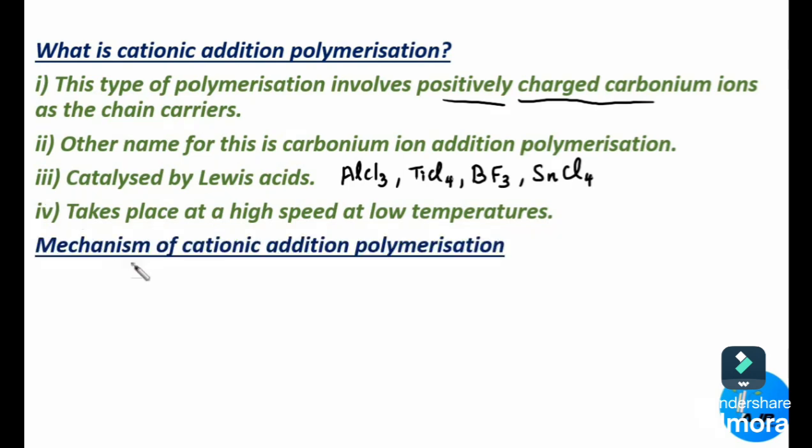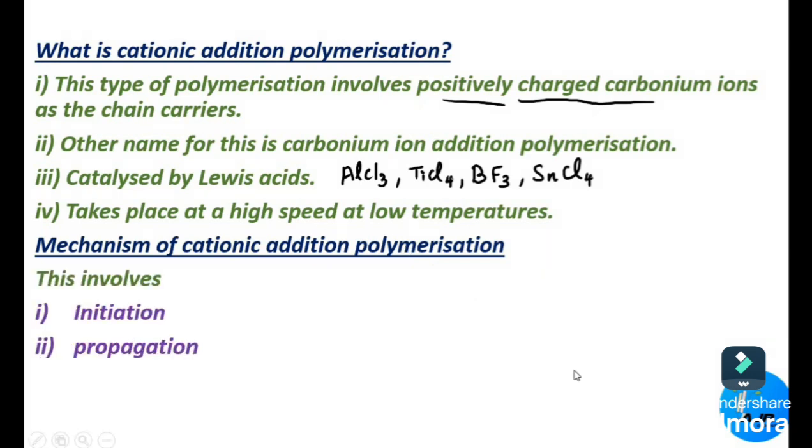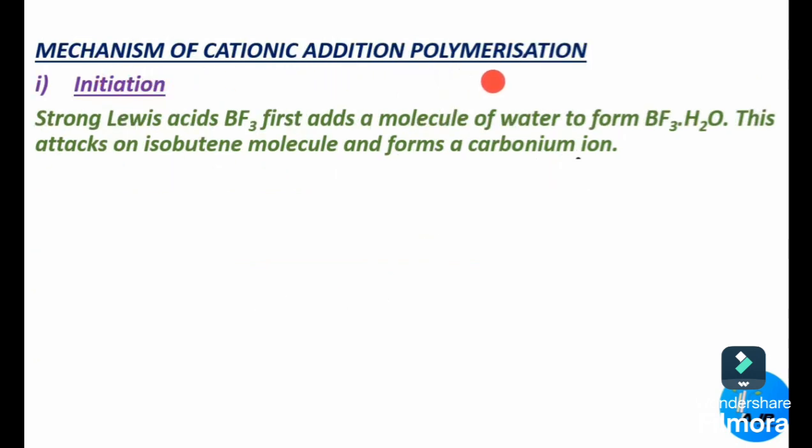Now let us see the mechanism of cationic addition polymerization. This type of polymerization also involves initiation, propagation and termination steps, just like the free radical mechanism. All these three steps are involved, and let us see them one by one. I'm going to explain this mechanism by taking the polymerization of isobutene in the presence of BF3. Let us see what is happening in initiation, the first step.